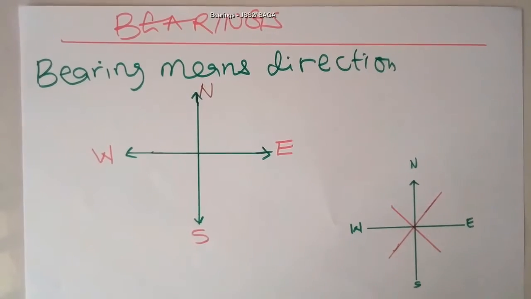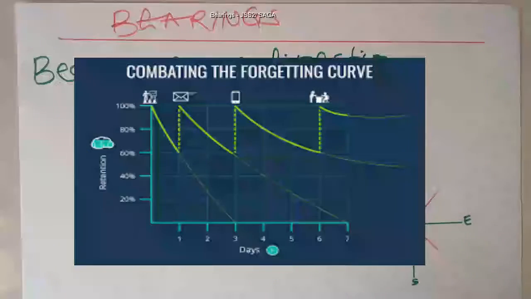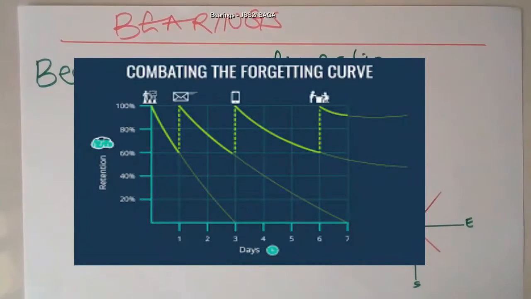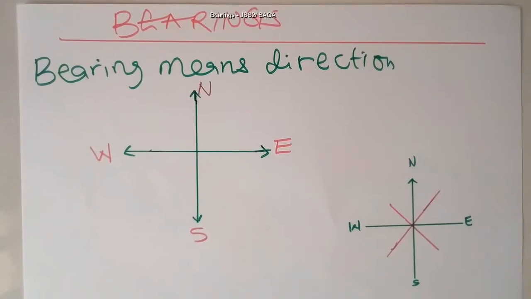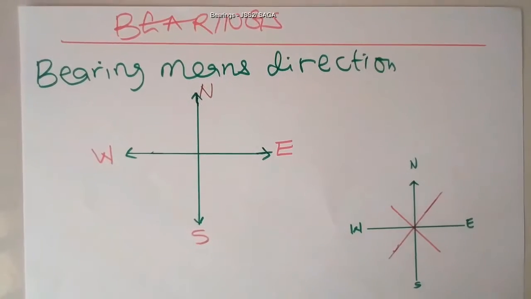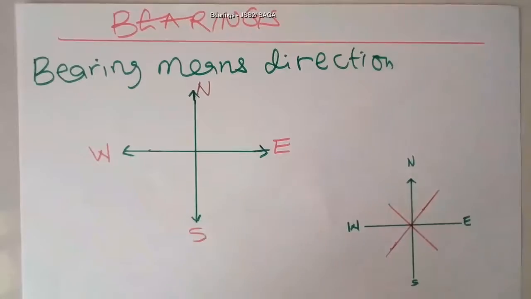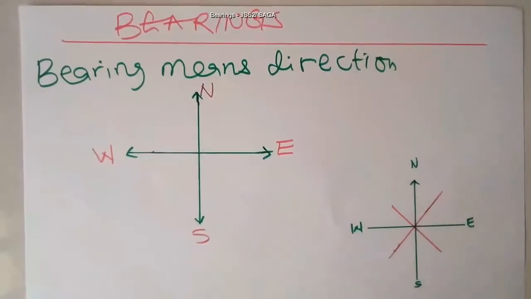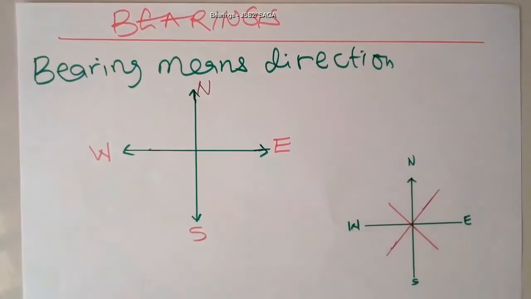Forgetting curve is such that what you learn today, in the next 24 hours you are likely to forget half of the information. But tomorrow, as you practice it and so on, it will become permanent. That is what the forgetting curve is telling us. Anyway, according to your scheme, we have to start from bearing and distance. Bearing means direction, as simple as that.